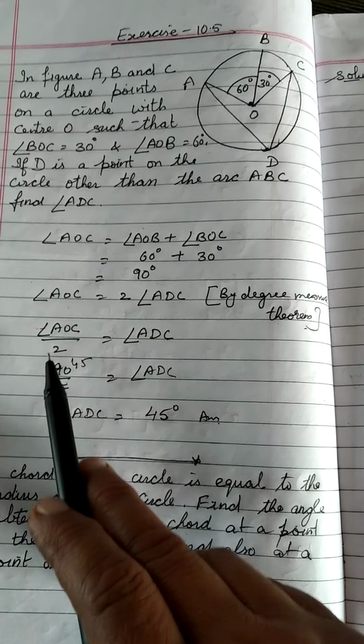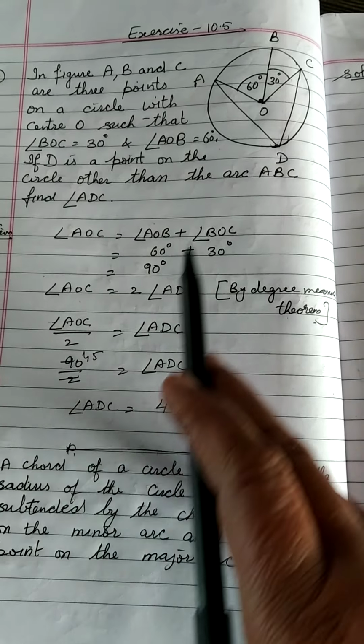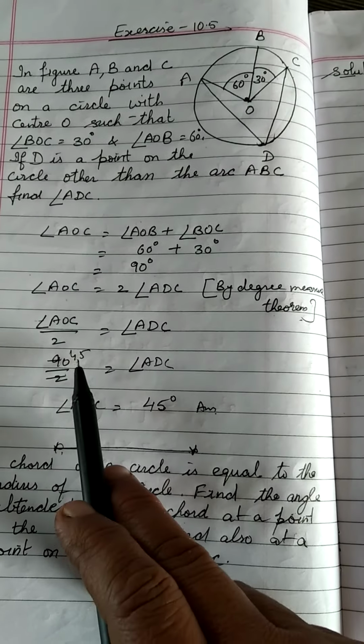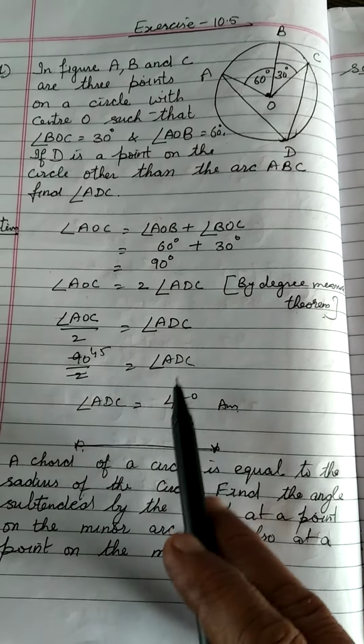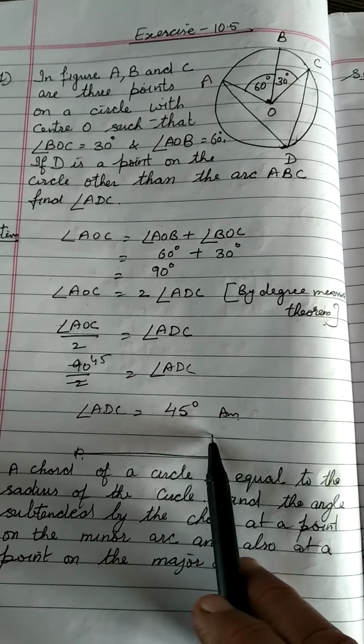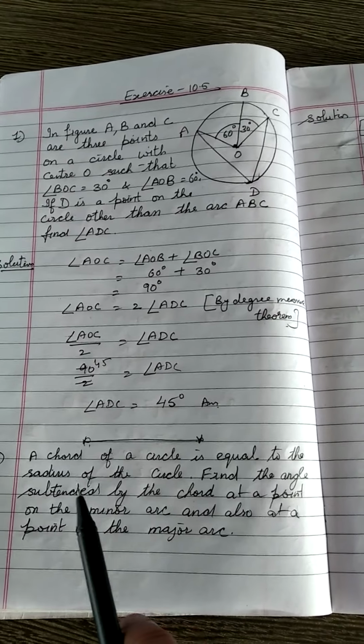We take 2 on the left side and angle AOC by 2 is equal to angle ADC. Angle AOC is 60 plus 30, that is 90. Then it becomes 90 by 2, it is 45. Means angle ADC is equal to 45 degrees. Then we come to question number 2.